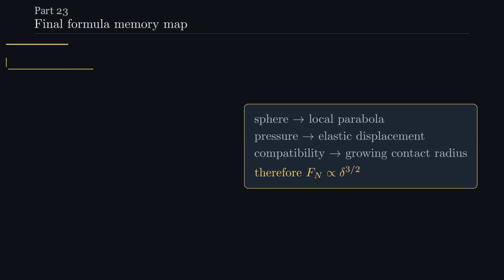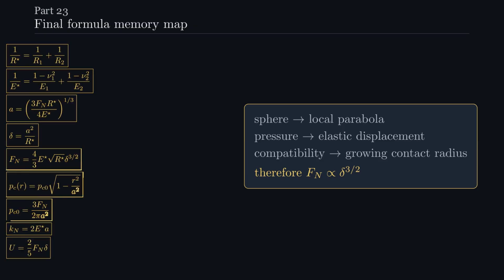These are the working formulas. The memory chain is this. The sphere is locally parabolic. Pressure creates elastic displacement. Compatibility determines the growing contact radius. And pressure integrated over the growing area gives the 3 halves force law.